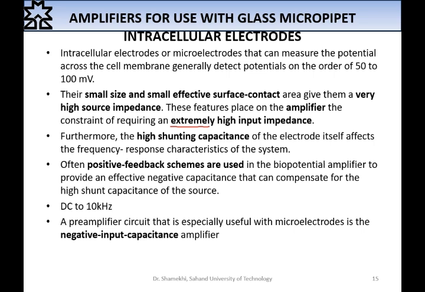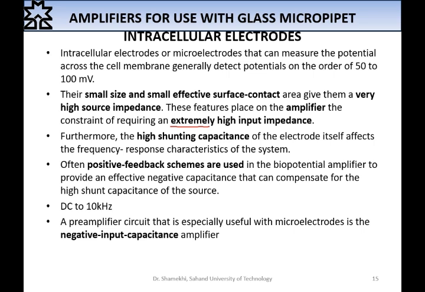Furthermore, the high shunting capacitance of the electrode itself affects the frequency response characteristic of the system. And often positive feedback shims are used in the potential amplifier to provide an effective negative capacitance that can compensate for the high shunt capacitance of the source. The frequency band of this recording is from DC to 10 kilohertz. It means that we have a wide range of frequency content, and we should consider this wide range.